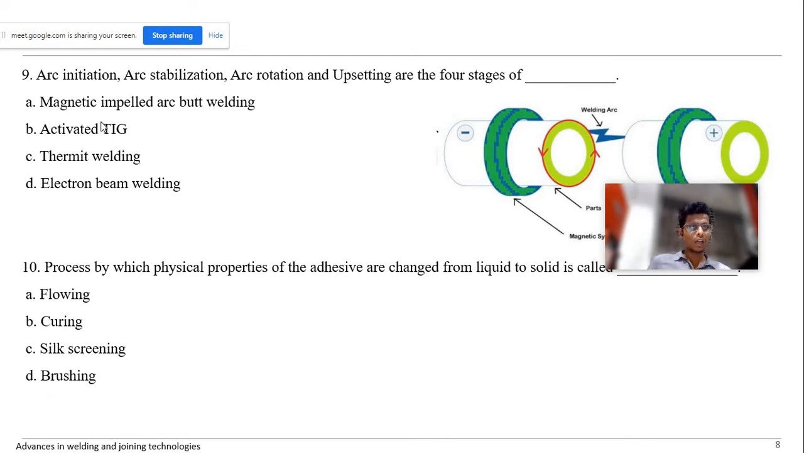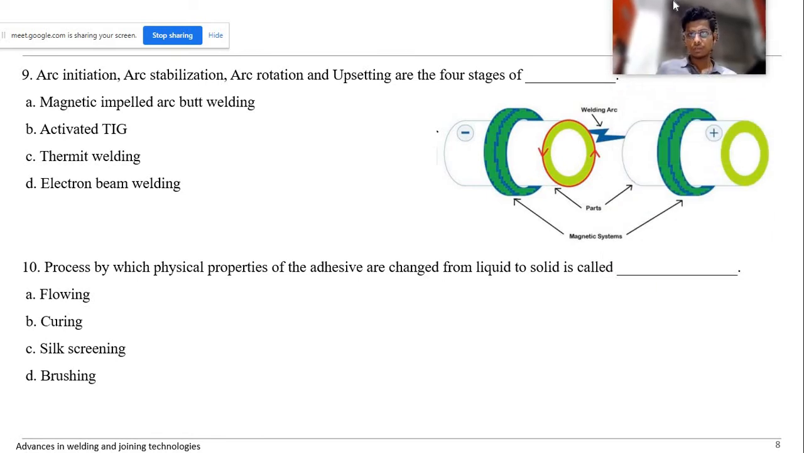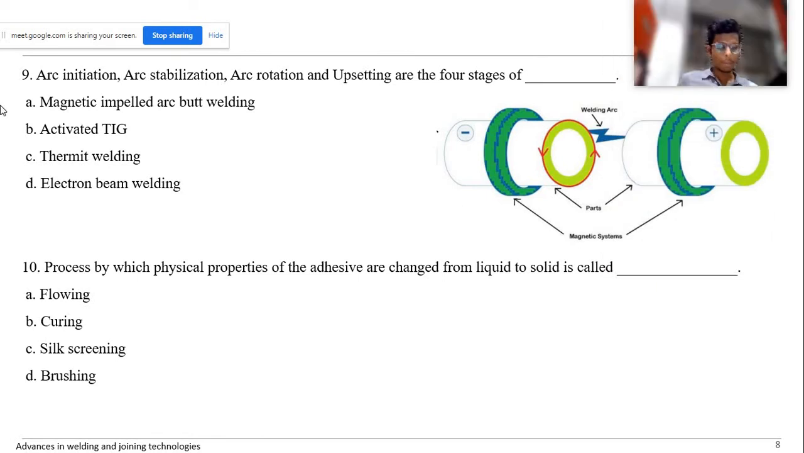Arc initiation, arc stabilization, arc rotation, and upsetting are the 4 stages of this welding. I think this is also straightforward. As I said earlier, if you know the definition and the meaning of the process, you can directly attempt the question. I hope someone will put the answer in the chat box for the 9th question.